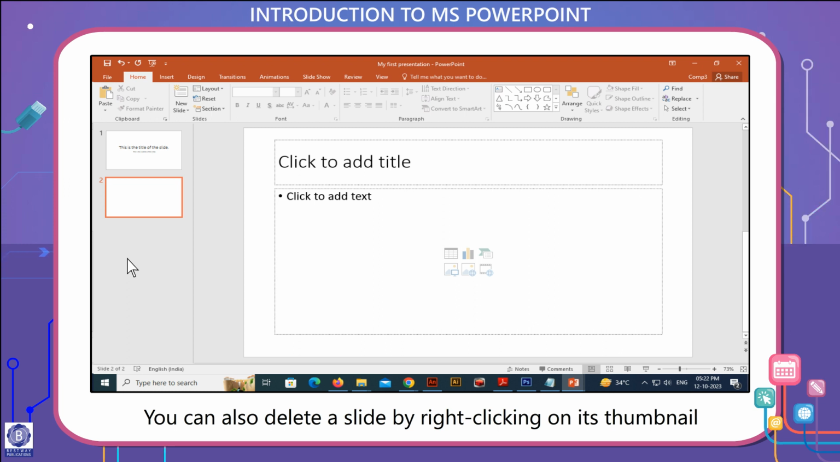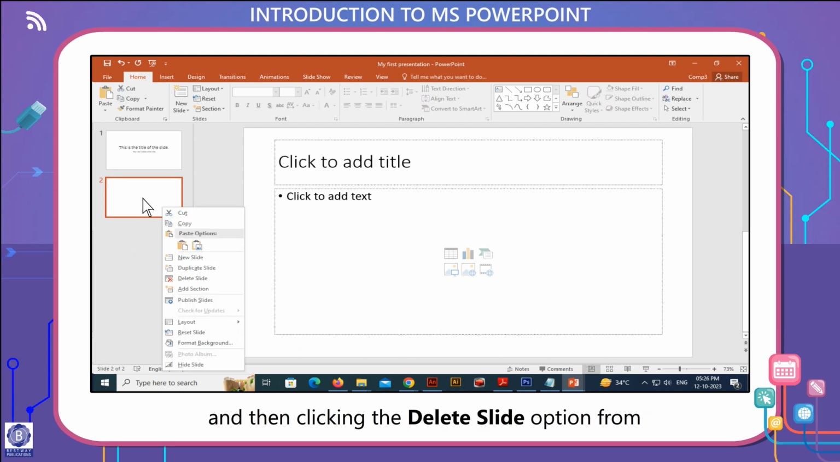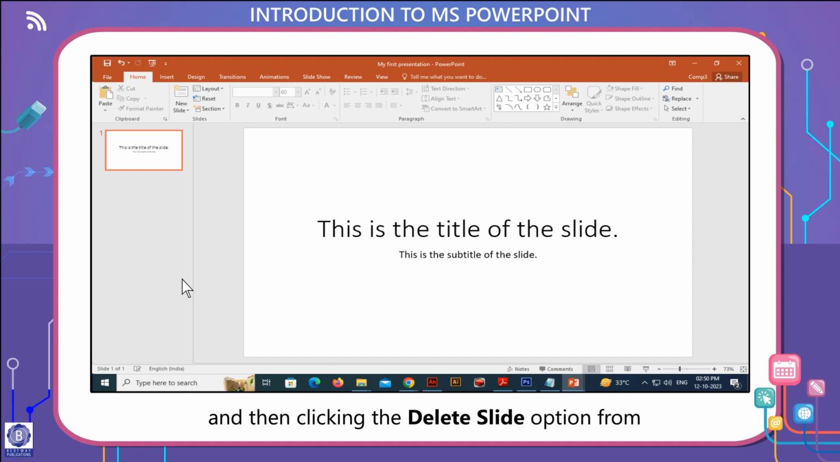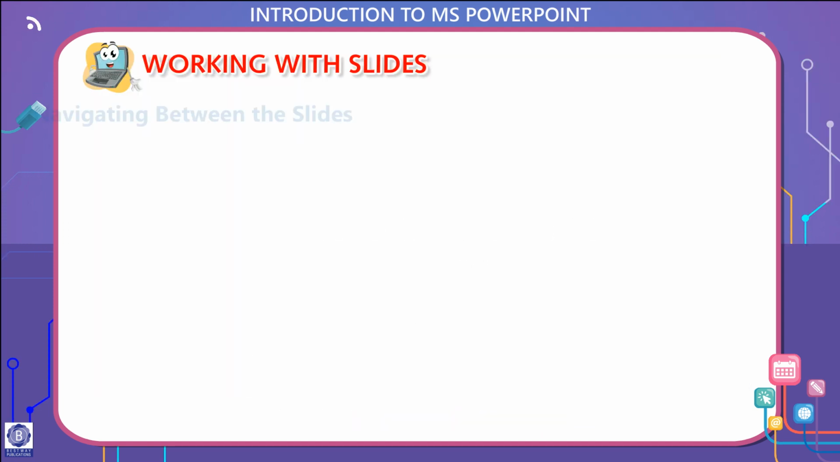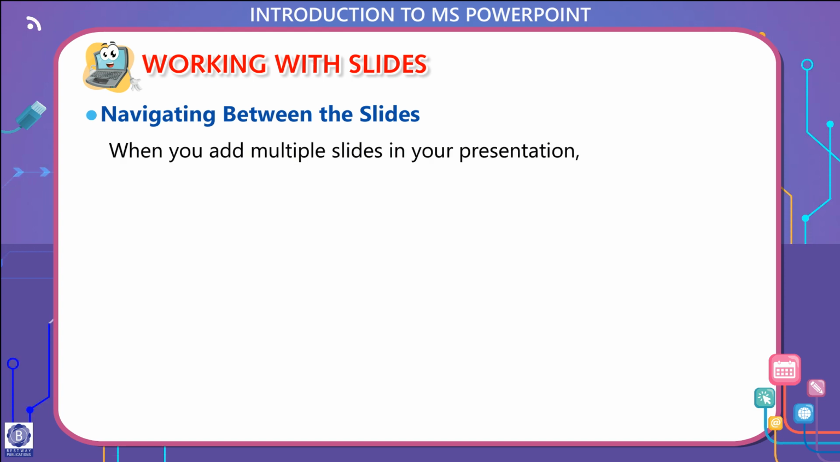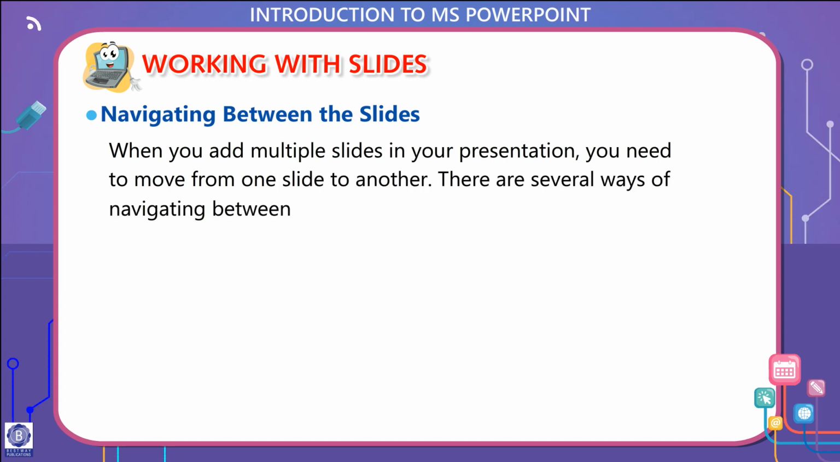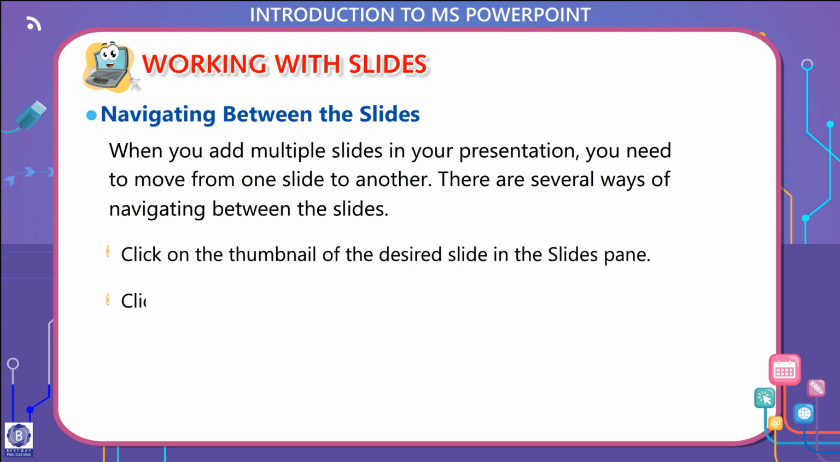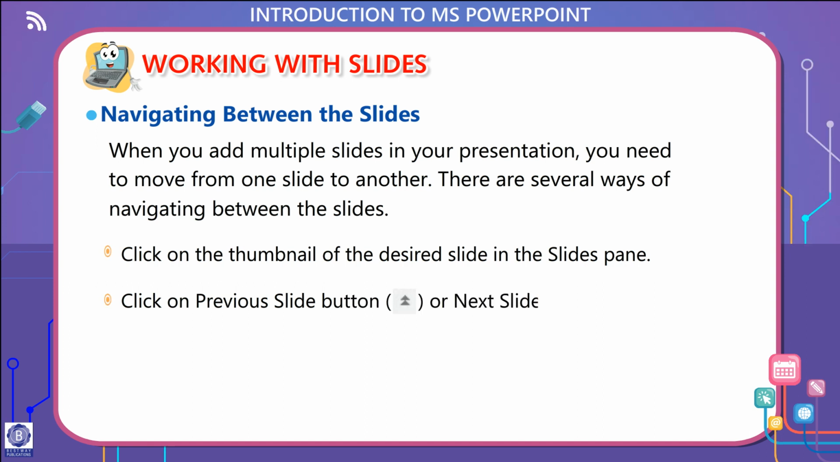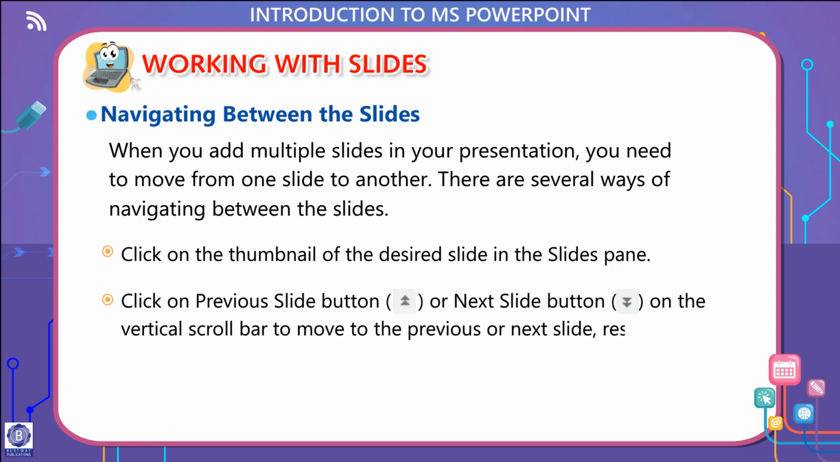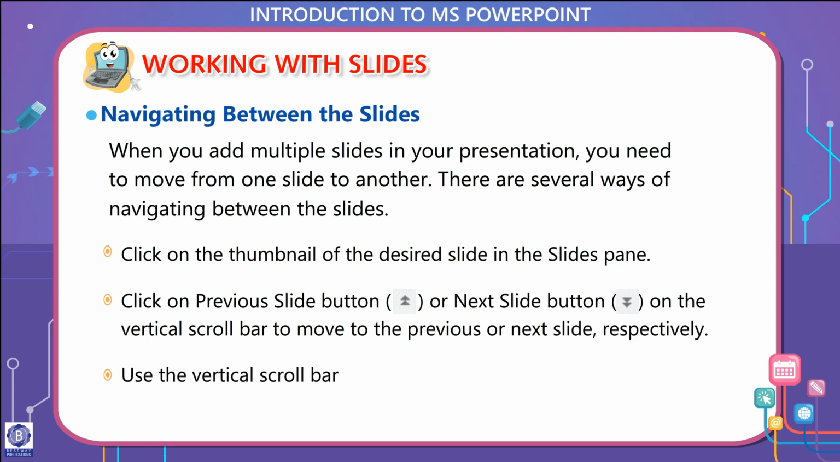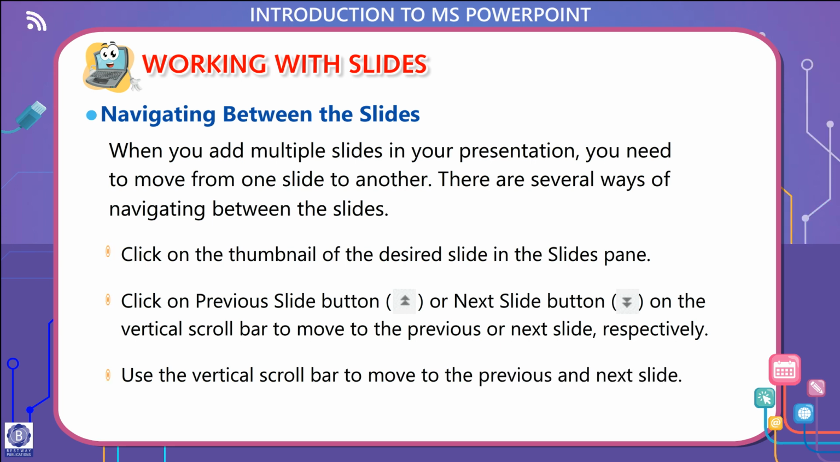You can also delete a slide by right-clicking on its thumbnail and then clicking the Delete Slide option from the shortcut menu that appears. Navigating between the slides. When you add multiple slides in your presentation, you need to move from one slide to another. There are several ways of navigating between the slides. Click on the thumbnail of the desired slide in the Slides pane. Click on Previous Slide button or Next Slide button on the vertical scroll bar to move to the previous or next slide respectively. Use the vertical scroll bar to move to the previous and next slide.